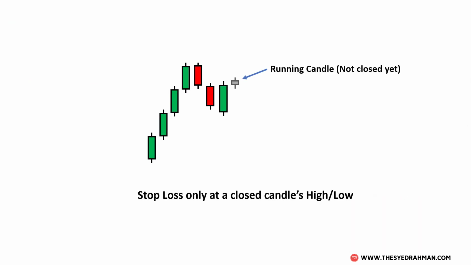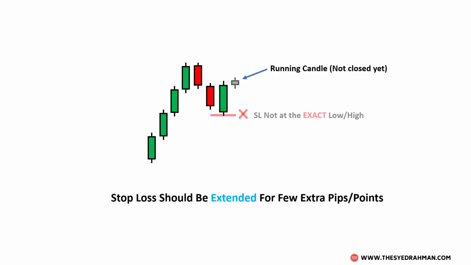And remember that don't place your stop loss at the low or high of a running candle. Always use the previous closed candle to set the stop loss. And don't just place the stop loss exactly at the high or low of the previous candle. Rather, increase the stop loss a little farther than that. This will allow your stop loss to have some room and avoid getting triggered in case the price retests the high or low of the previous candle.